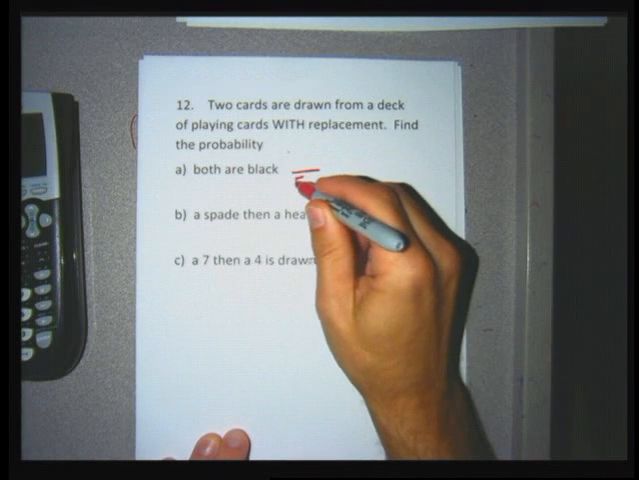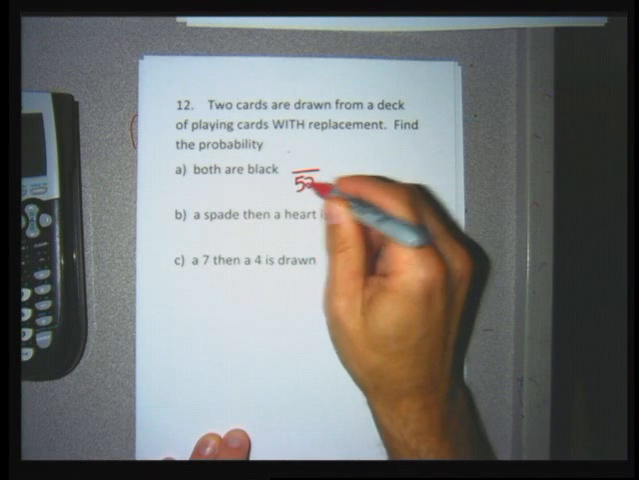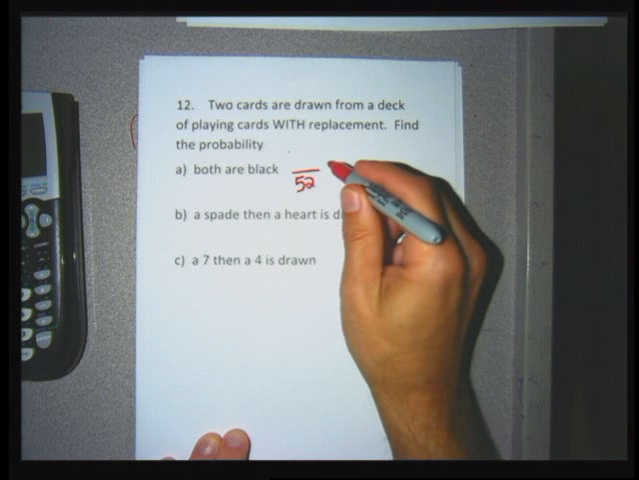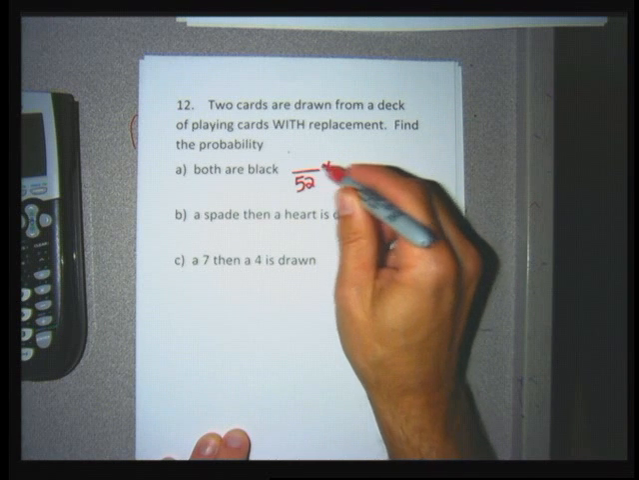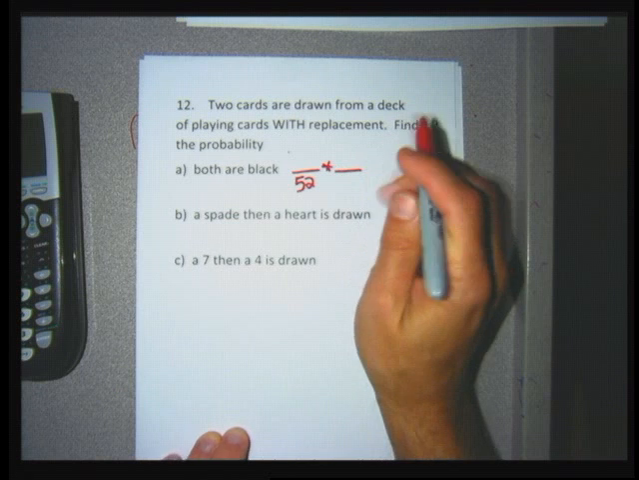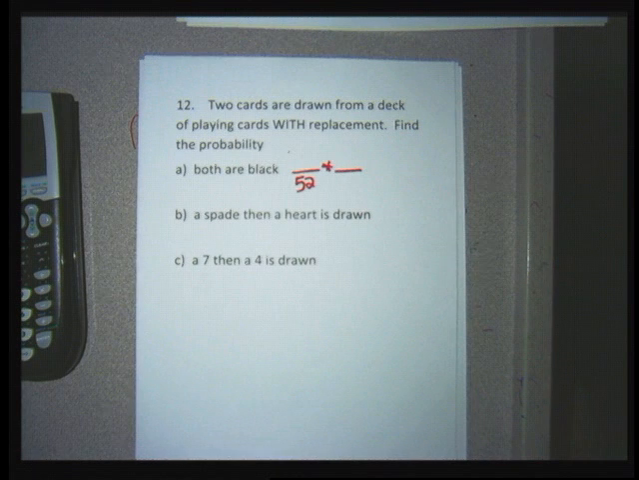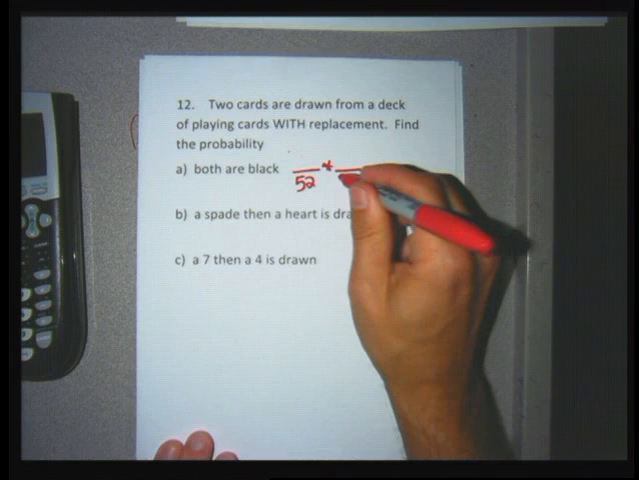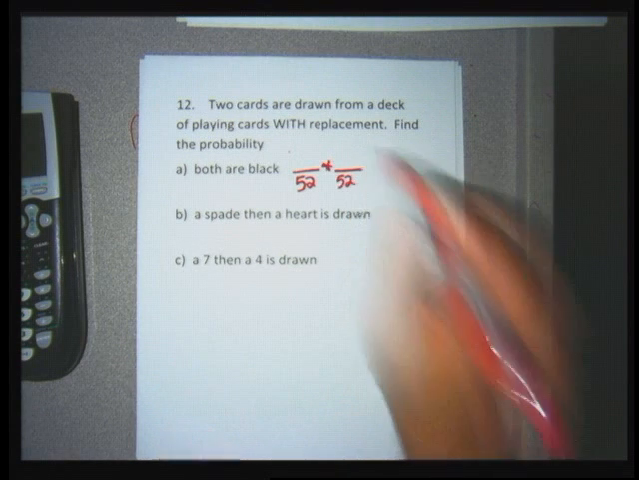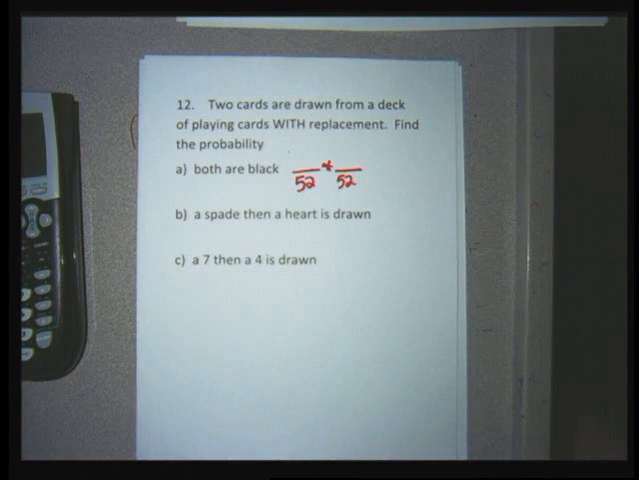So for the first card, I'm going to pick one of 52 cards. So my fraction that I use for my probability is going to have 52 in the denominator because there's 52 cards I can pick from. And then because the words with replacement are written, the second fraction is also going to have a denominator of 52, because once I take my card out, I'm going to look at it and put it back in the deck, shuffle the deck, and then pick another card, and that card can be picked again.